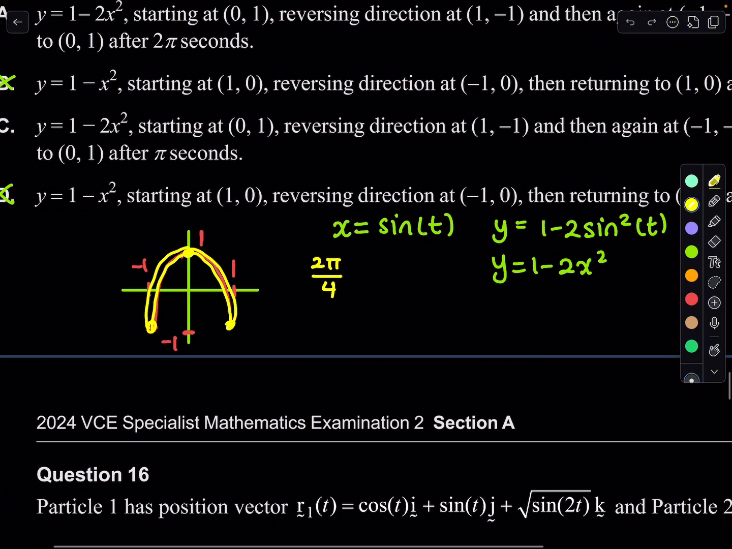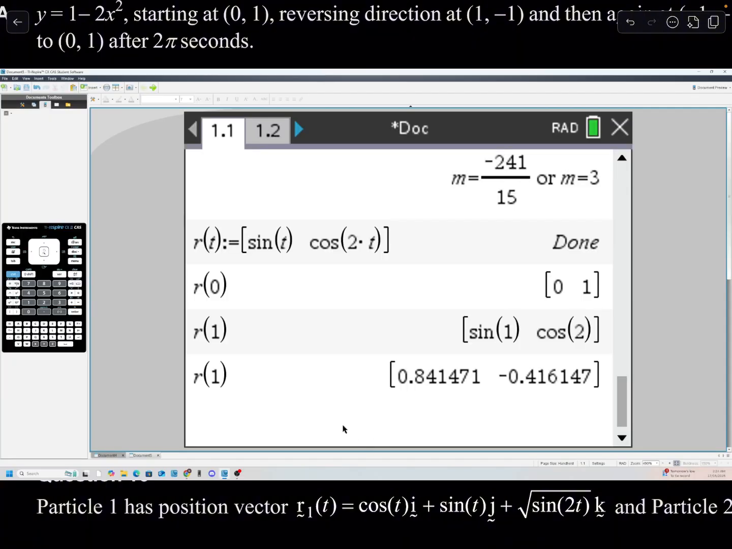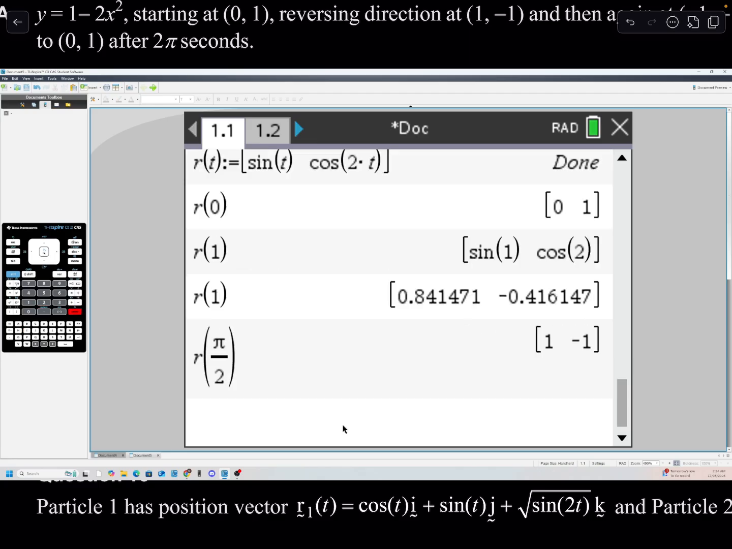So basically, we're going to divide 2 pi by 4, which is basically pi over 2. So it should take pi over 2 seconds to come from here to here. Let's double check that. If I sub in t equals pi over 2, it should result in this coordinate 1, -1, because it would have gone from here all the way to there. Let's check that. R of pi over 2. Aha, 1, -1. That looks correct.